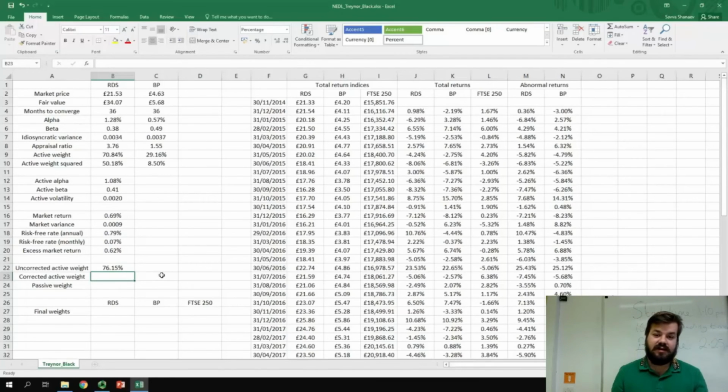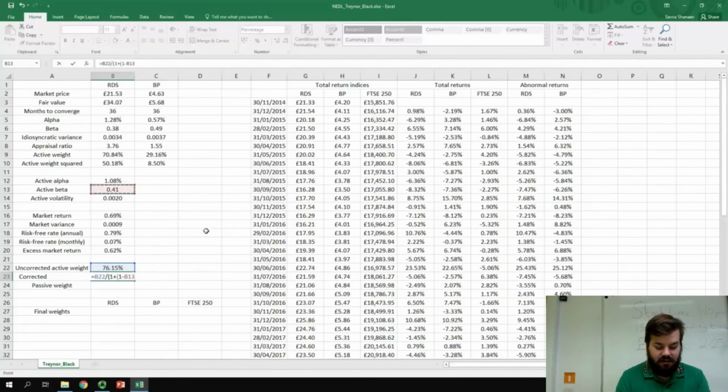So if our beta is high, then our active portfolio becomes even more attractive, and if our beta is low, then it becomes slightly less attractive as the risk premium of the active portfolio is low. So adjusting for that, we need to divide our uncorrected active weight by 1 plus 1 minus the beta of the active portfolio times the uncorrected active weight.